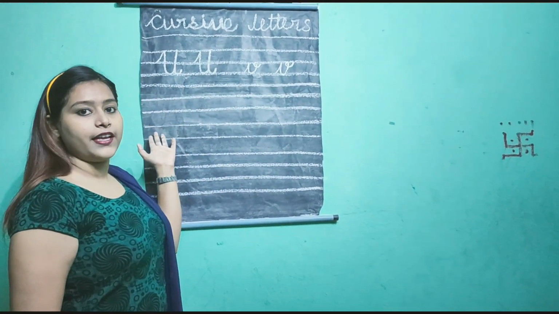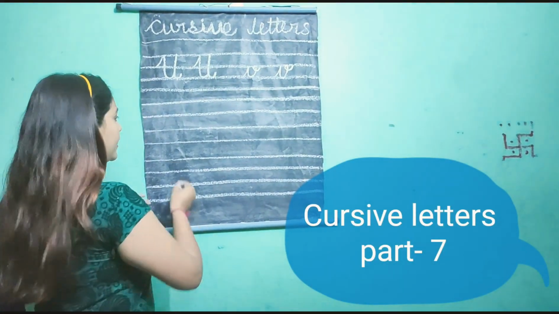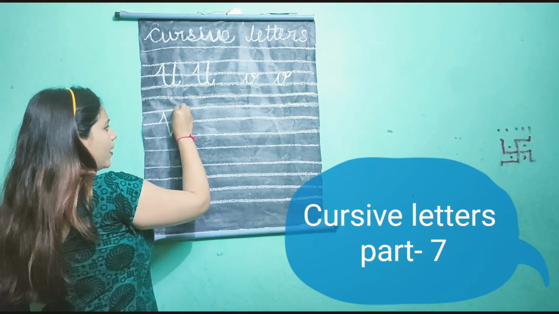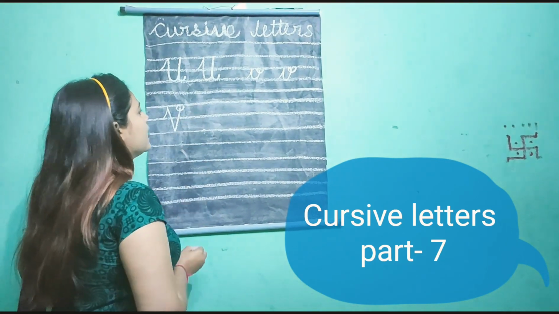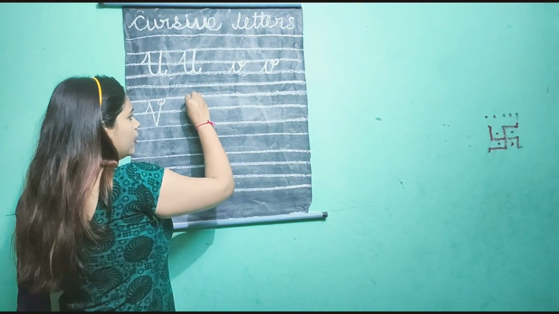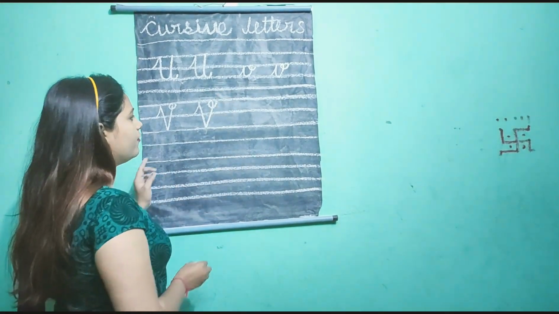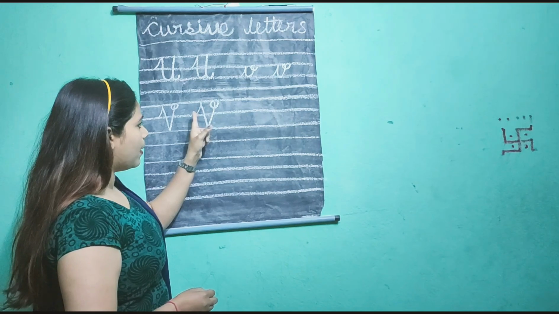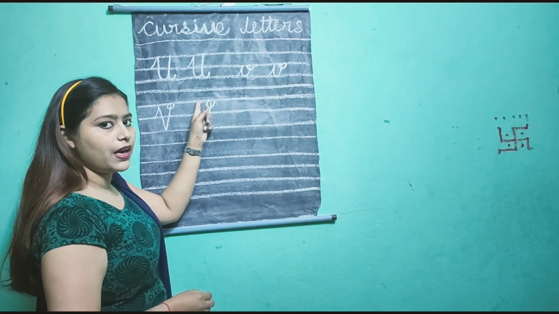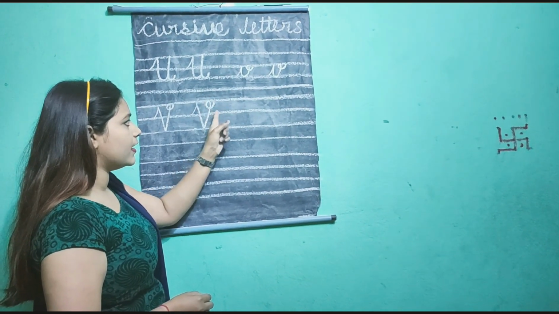Now cursive letter V, capital one. It will start from the upper line and will end in the middle line. So starting from the upper line, come to the middle line, again go back, then a small curve like this. Again I am showing you, starting from the upper line, go to the middle line, again go to the top of the upper line, then a small curve.